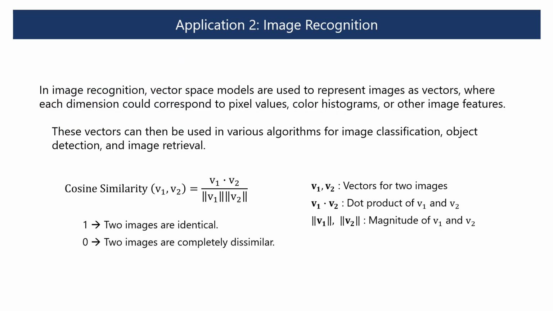Another typical application area is image recognition. In image recognition, vector space models are used to represent images as vectors, where each dimension could correspond to pixel values, color histograms, or other image features. These vectors can then be used in various algorithms for image classification, object detection, and image retrieval. As with the case of text analysis, we can quantify similarity between images using cosine similarity.